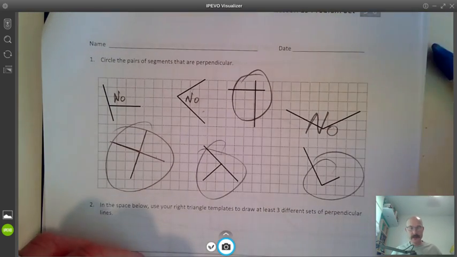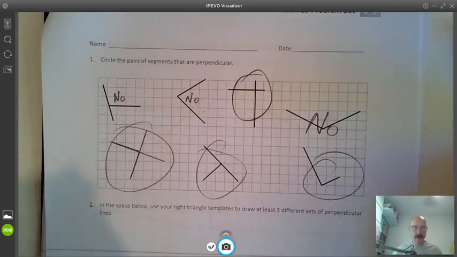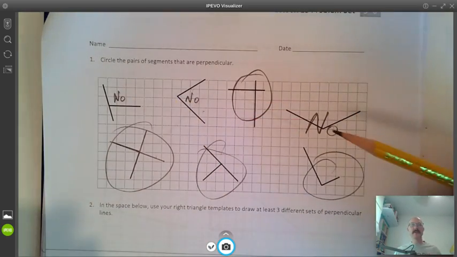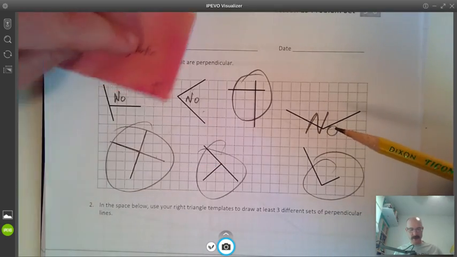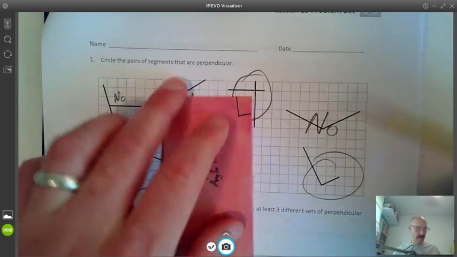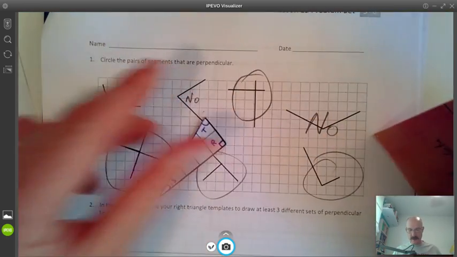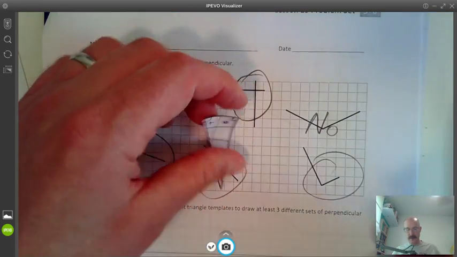Okay, let's have a look at the lesson 15 problem set. First question is circle the pairs of segments that are perpendicular. And I've got my old right angle template that I can use to help me test if things are right angles. I see that that is a right angle. I can also use the right triangle that I've been using.